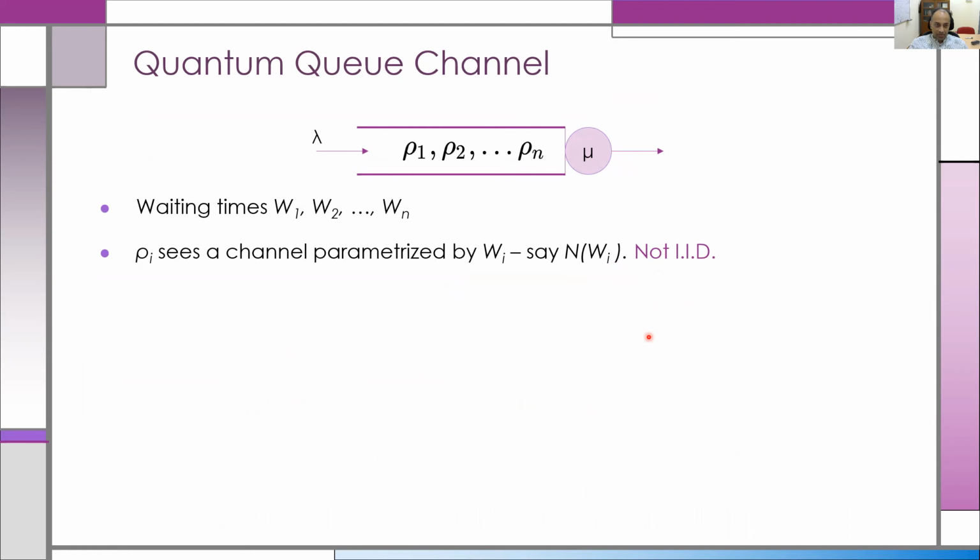We use the technical framework of a quantum Q channel in which the quantum states are processed in a queue. We model it as a queue. And each of these quantum states suffers a waiting time. So the states rho1, rho2, rho n suffer waiting times w1, w2, wn. Rho i sees the waiting time wi. So the channel noise parameter seen by the state rho i depends on the waiting time wi, the waiting time of that particular qubit. Now, since these wi's are determined by this buffering process, by this queuing process, the noise parameters seen by rho i are not independent. So this requires a channel model which requires us to go beyond IID.